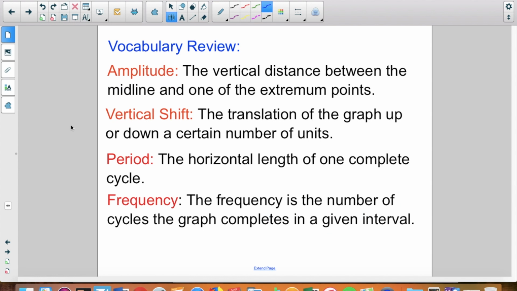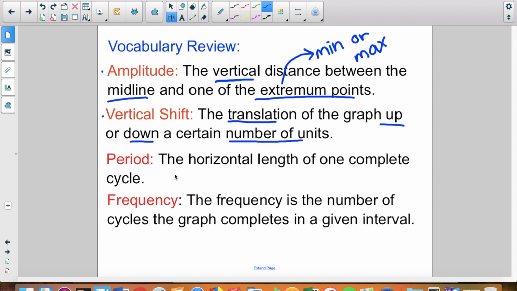Okay, a little vocabulary review. Amplitude is the vertical distance between the midline and one of the extremum points. So extremum, again, are your min or max points. Then we have a vertical shift. A vertical shift is the translation of the graph up or down a certain number of units. Period is the horizontal length to complete one cycle.